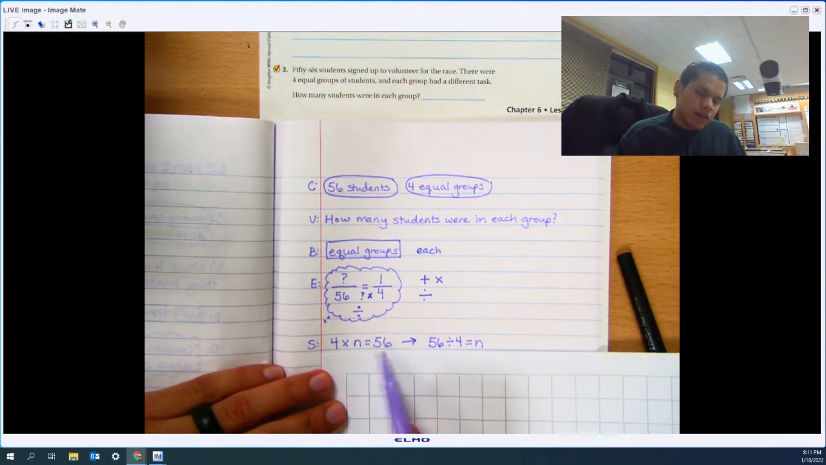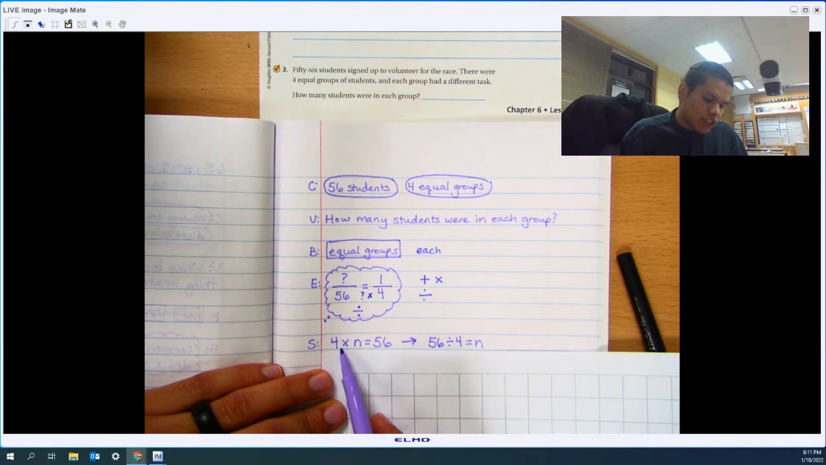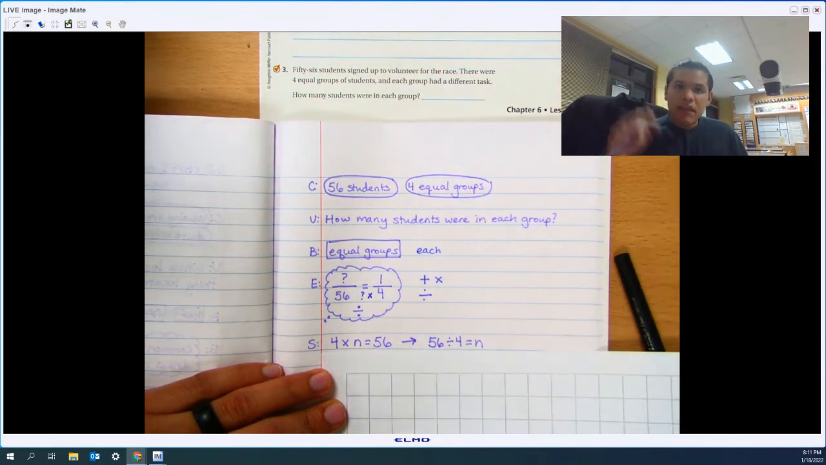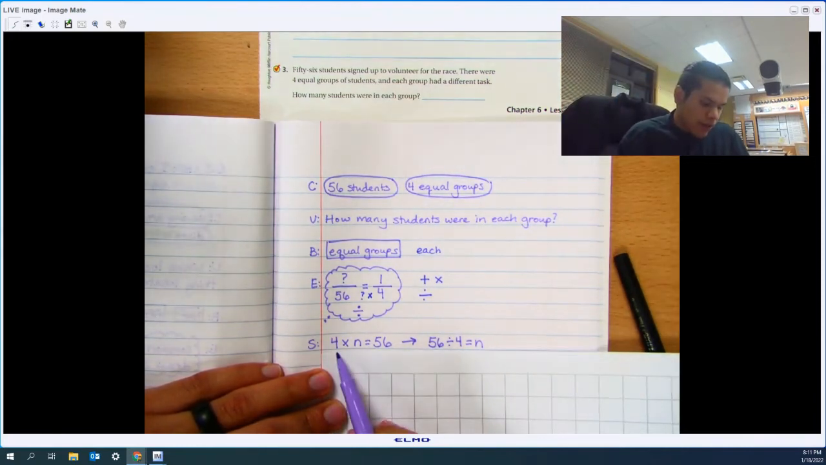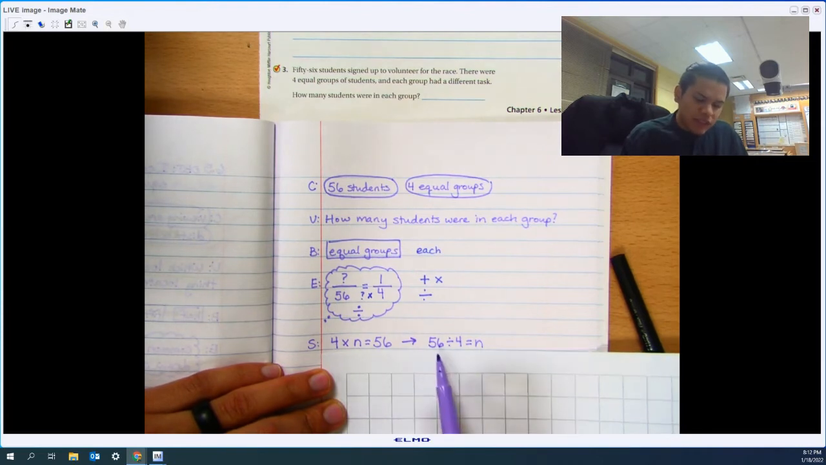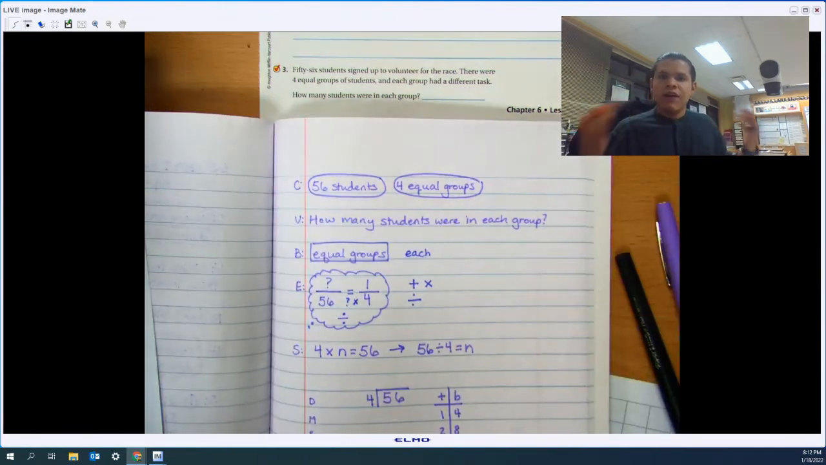Now, we've solved for this a little bit already in 4th grade, so let's go ahead and take a look at this. Now, multiplication and division are inverse, meaning they are the opposite. So if I can multiply 4 times some number to equal 56, then that means I can do the opposite, where I can do 56 divided by 4 will equal some number. So I'm going to use this equation right here. 56 divided by 4 equals some number. Aren't you glad that you learned how to do long division?